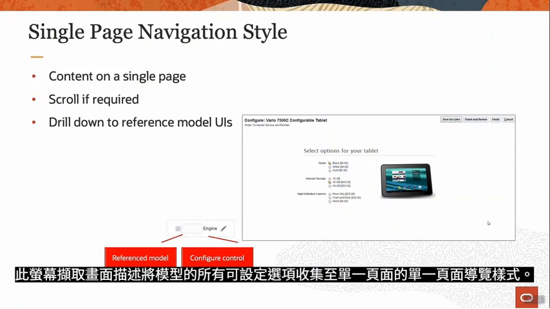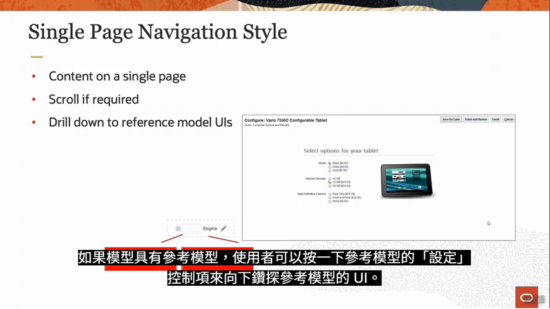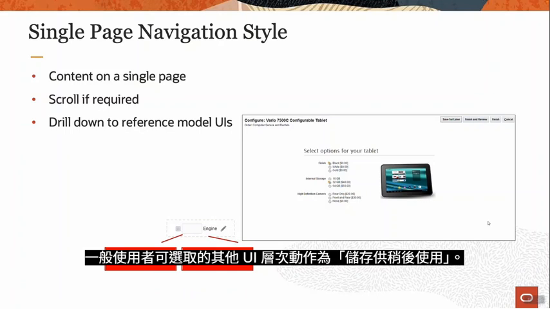The single page navigation style collects all the configurable options of a model onto one page. If a model has reference models, the user can drill down into the UI for the reference model by clicking the configure control on the reference to the reference model. The other UI level actions are Save for later. This option saves the configuration as is, in the state left by the end user, without the configurator engine finishing the configuration.